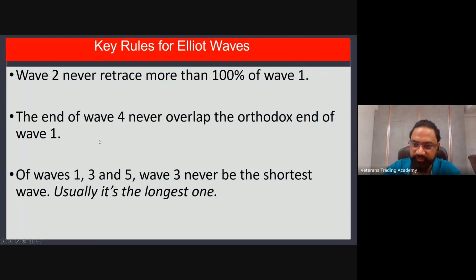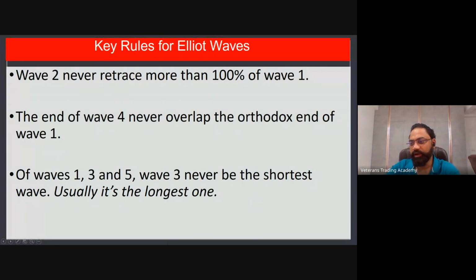मतलब कि जो top of wave 1 है उसके नीचे कभी उसके वो top को भी touch नहीं करेगा wave 4. Otherwise it's not wave 4. It means we have done a counting mistake. So wave 4 का जो low है will always be higher than the top of the wave 1.